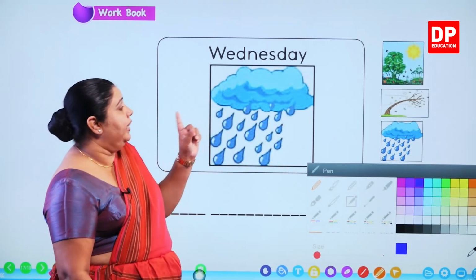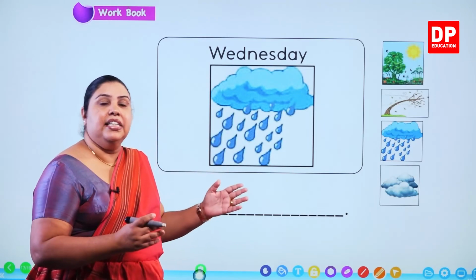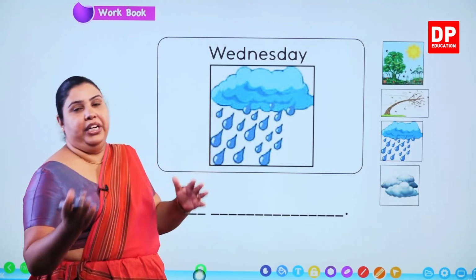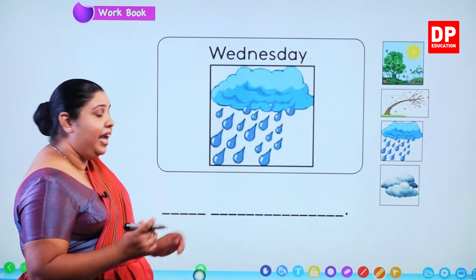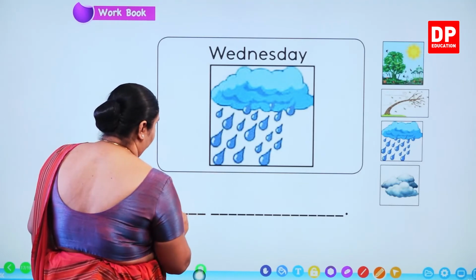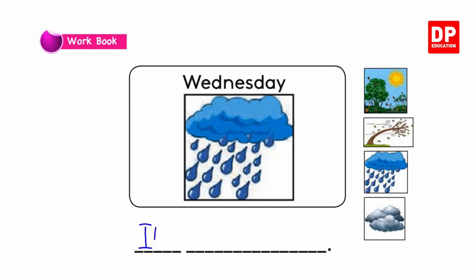Now, looking at the weather, we have to say, it's sunny, it's windy. Now, here we have to write it's and then we have to write the weather. It's. That means it is. Now, how is the weather? It's rainy.